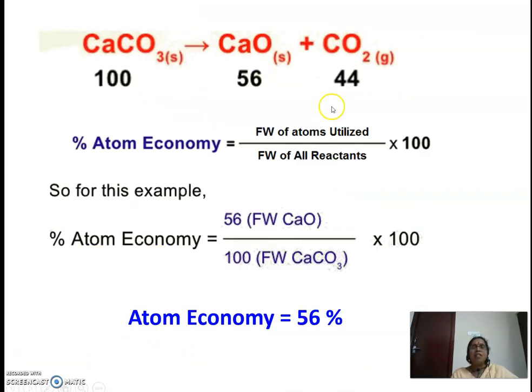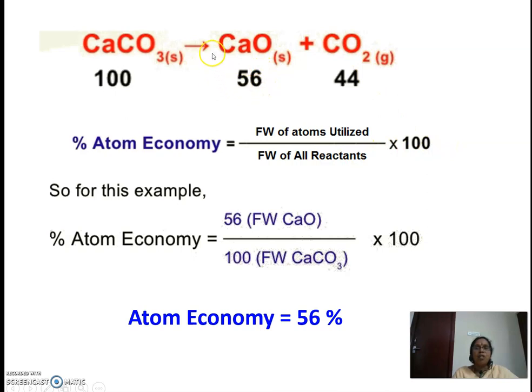Say, for example, consider this reaction. Here the desired product is calcium oxide. The byproduct, the waste product, is CO2. The reactant is calcium carbonate. Therefore, for the decomposition of calcium carbonate to give calcium oxide, the percentage of atom economy is calculated by using the formula. Percentage of atom economy is equal to formula weight of atoms utilized divided by formula weight of all reactants, times 100.